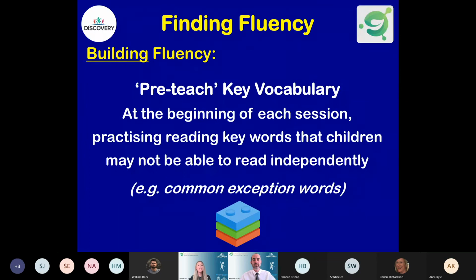One of the key things I found that really helps is pre-teaching key vocabulary. So at the beginning of each session, I will practice a set of key words that the children might not have heard of before or might not be able to work out or understand from the context of the meaning in the sentence. And also the common exception words. The reading scheme that we use, Active Learn Book Club, is fantastic because it puts in lots of the common exception words. So I'll pre-teach them at the beginning of each session.